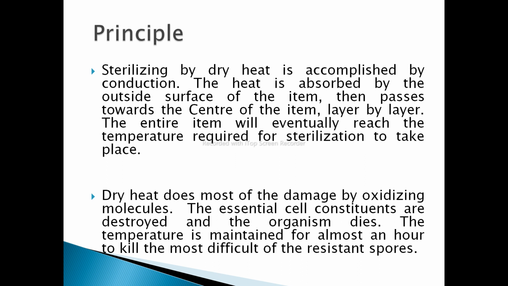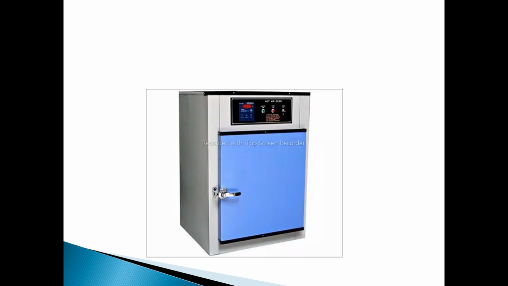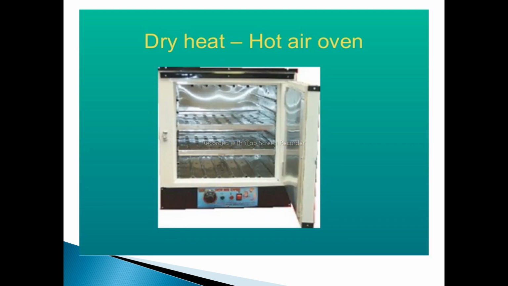The principle behind it is that sterilization by dry heat is accomplished by conduction, where the heat is absorbed by the outside surface of the item and goes layer by layer, so that eventually the entire item gets the heat, and ultimately sterilization takes place. The dry heat does its damage by oxidizing the molecules, the essential cell constituents are destroyed, and the organism dies. Here is the picture; it shows the inner part of the hot air oven.